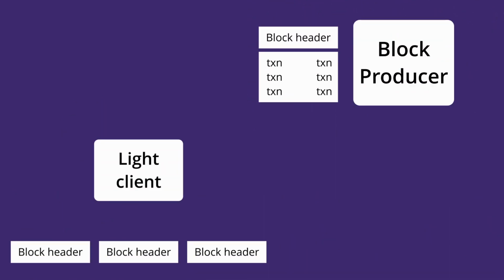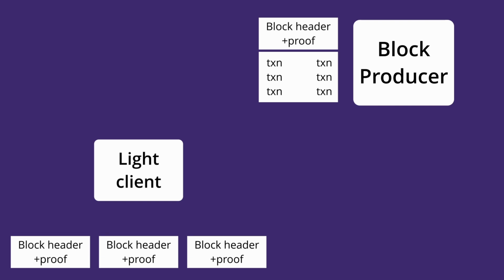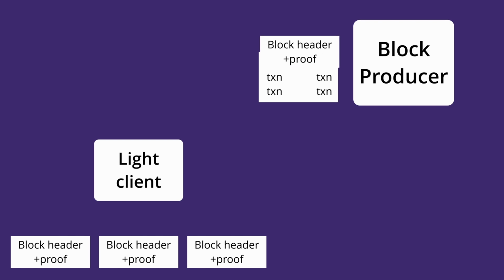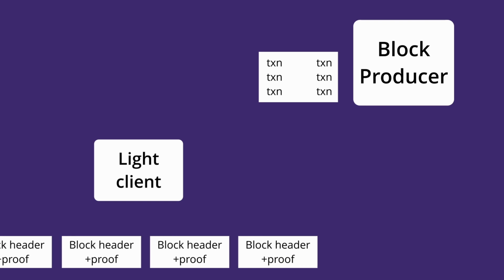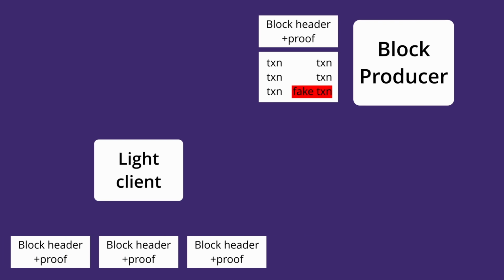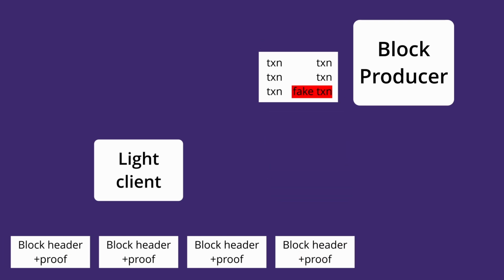When a block is produced, the block producer also has to produce a proof that the block and all the transactions in the block are valid. This proof can be a part of the block header. Now, light clients can trust that the Merkle root in the block header is made only from valid transactions, and the block producer hasn't added fake transactions to the block. If the block producer tries to add fake transactions, the proof in the block header won't be valid, so light nodes can reject the block.